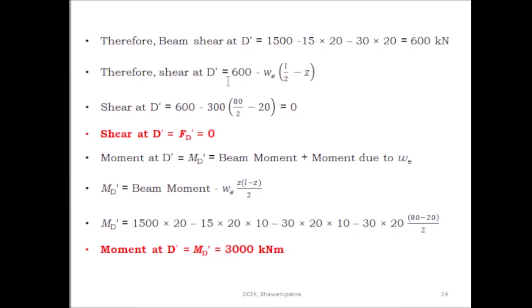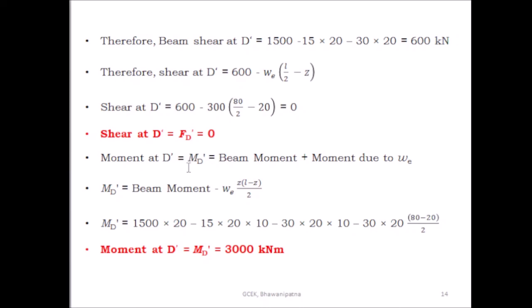Then what is the shear at D dash due to the equivalent uniformly distributed load? So this is the formula, WE into L by 2 minus Z. Then you can find out the shear force at D dash by taking the beam shear plus the shear force due to the equivalent uniformly distributed load using this formula. Then what is the shear force at D dash? This is 600 minus 300 into 80 by 2 minus 20. So here you get 0. The shear force at D dash, FD dash, is equal to 0.